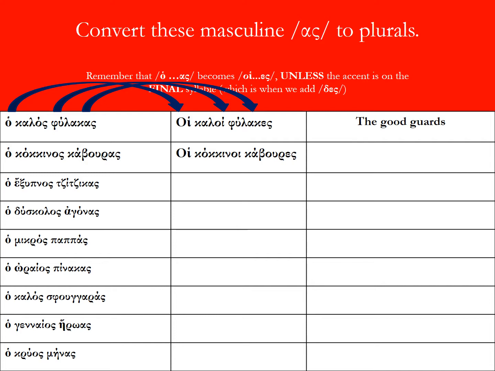Now there's a note here at the top. Remember that as becomes es unless the accent is on the final syllable, which is when we add this. And we saw this in the feminine slideshow for those of you who've seen it. So if we just skip down to o mikros papas, the little priest, the accent is on the last syllable. So we're not going to say i mikri papes. The rule tells us that because the accent is on the final syllable, we're going to add this. And we get i mikri papades, the little priests.